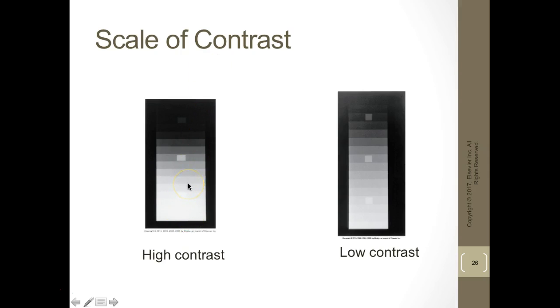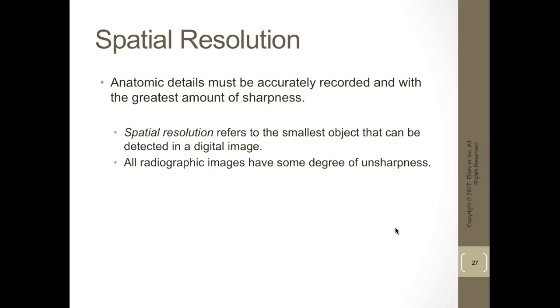So this would be your low kVp. When we have low contrast, we have long scale, which is high kVp. So you probably remember this from the prior PowerPoint. Spatial resolution. So anatomic details must be accurately recorded with the greatest amount of sharpness. So spatial resolution refers to the smallest object that can be detected on a digital image.